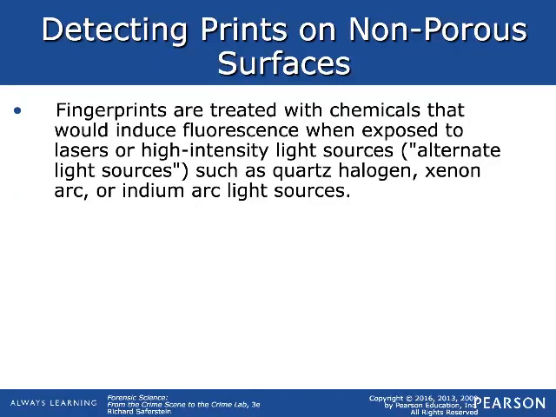Okay, now another way that you can visualize latent prints is that fingerprints can be treated with a chemical that you can expose to a light, like a laser light or a quartz halogen light or xenon arc or these other indium arc light sources. They're called alternate light sources. So you put some chemicals on it, and when you add these light sources, it causes the fingerprints to fluoresce.